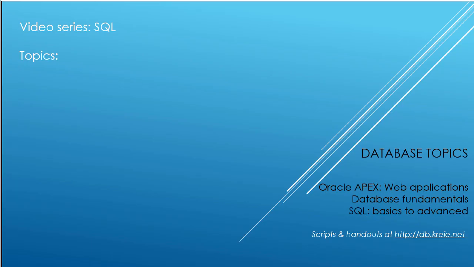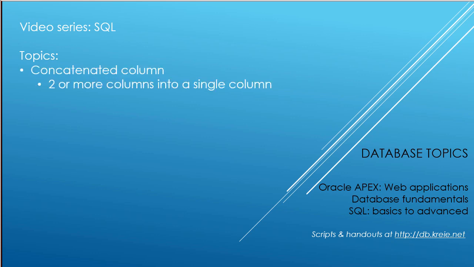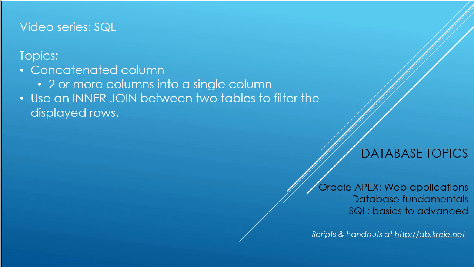In APEX 12, we created a few dynamic LOVs, list of values, that made use of more than one column in the display column of the LOV. So you can take two or more columns and combine them together and treat them as a single column in the output for an LOV. We'll take a look at that.